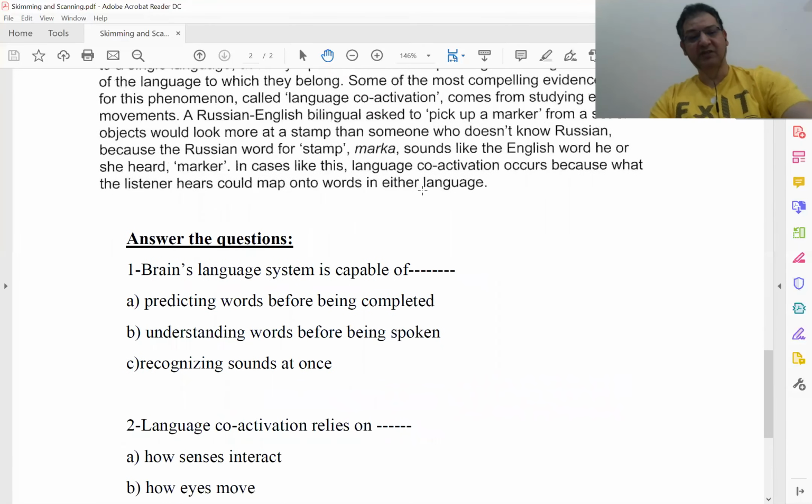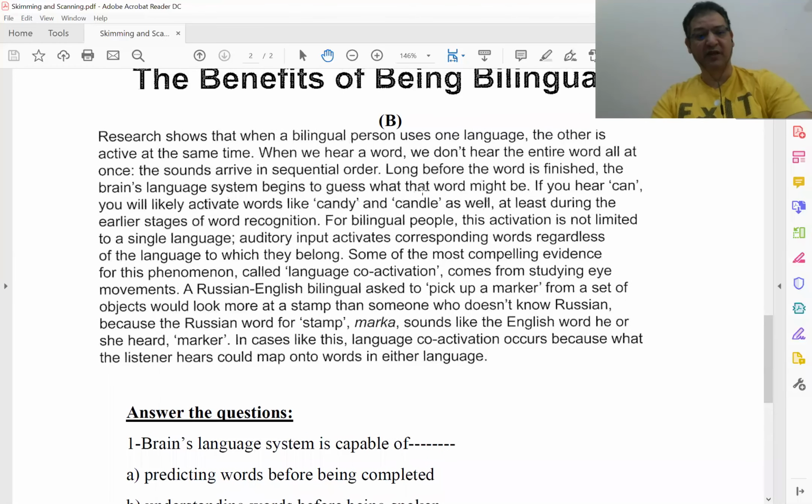If I go to the questions, question number one: brain's language system is capable of. So here you have a question. Now I'm going to look for the answer. I know what I'm looking for, so here I can apply scanning. I'm going to look for these words, brain's language system. So I remind myself, brain's language system, brain's language system. I'm going to read quickly to find the words. I use my finger and move it quickly.